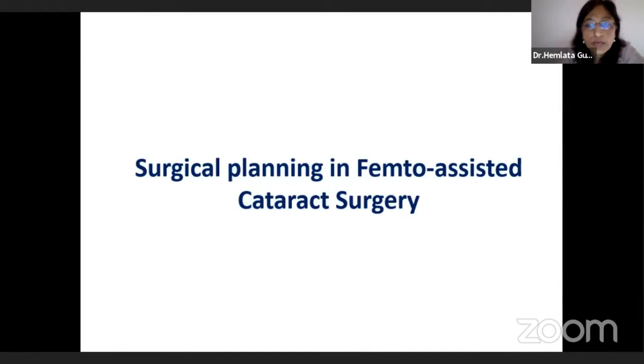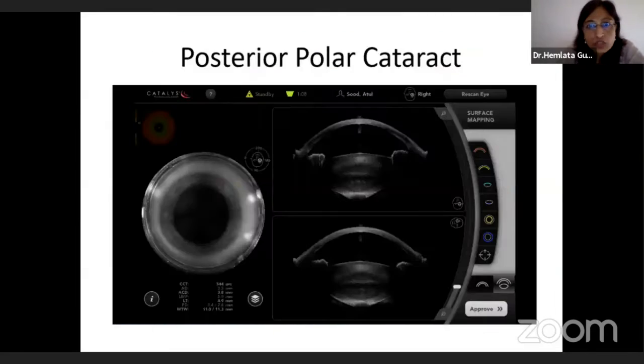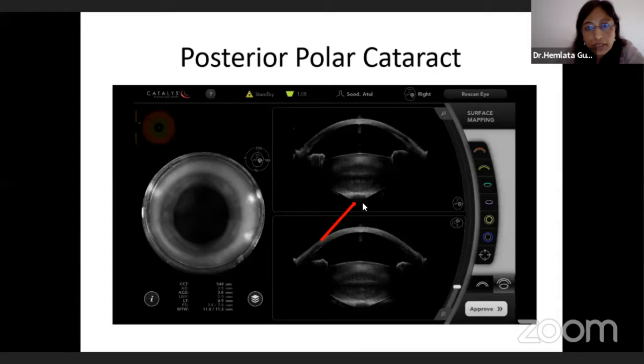Another recent advancement in ophthalmology is the introduction of femtosecond laser-assisted cataract surgery, in which we have real-time OCT integrated into the machine, which gives us detailed anterior segment anatomy. Like you see in this particular patient, you have a posterior polar cataract and the PC defect is clearly visible.